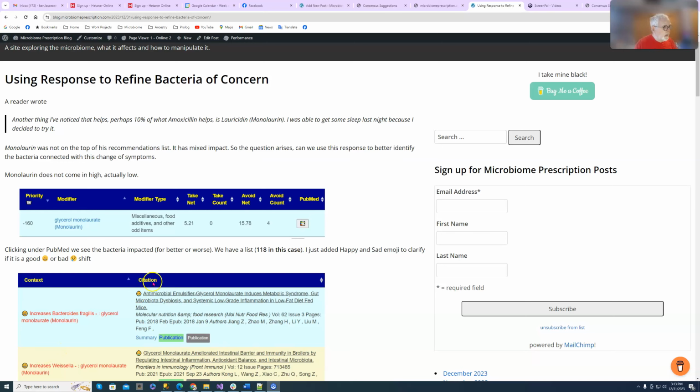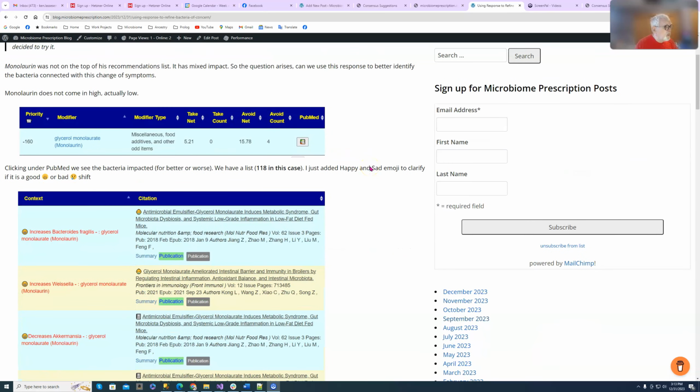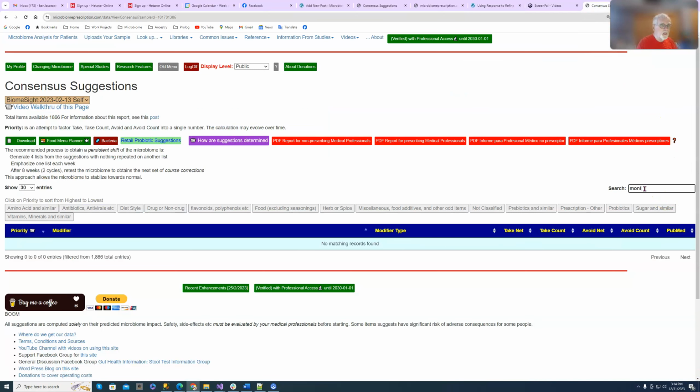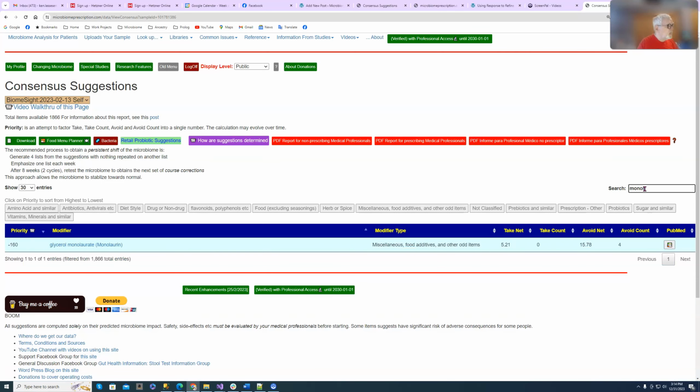So let's take a look at his sample. I did just give me suggestions. And let's actually do it step by step. Here we have it. And now we look for monolaurin. And there we have minus 6040. And you notice that it counts for both of them. So in theory, it's not a wise choice to do it, but for some reason he did, which is fine because basically it just indicated it's going to help some bacteria and hurt others.